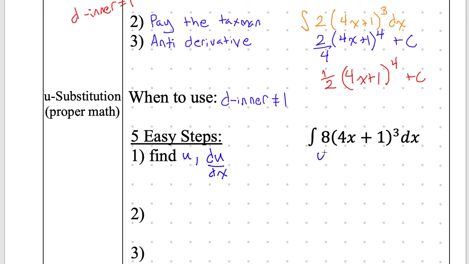We're going to find U. Everyone, U is what? It is 4x plus 1. 4x plus 1. Therefore, du dx is what?